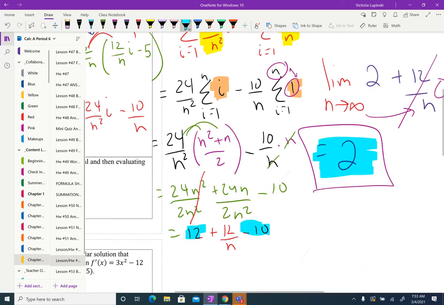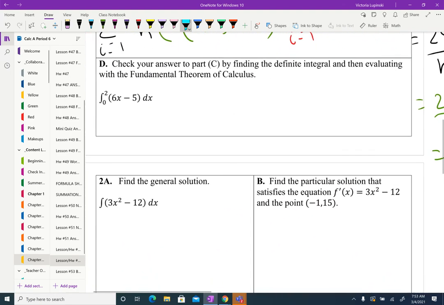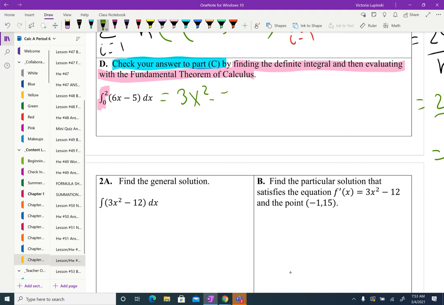And then the last thing I want to show you is check your answer to part C. So again, you can always check your answer to these problems by doing the following: finding the definite integral, and then doing the fundamental theorem of calculus. So you're about to be really happy or really annoyed based on this last step. So notice here, we now have a definite integral because there's a start and an end. So you're going to integrate just like you did previously. So when you integrate 6x, you get 6x squared over 2, which is 3x squared, minus integrate the constant is 5x. And then remember, you draw that vertical line and you put your two bounds in.